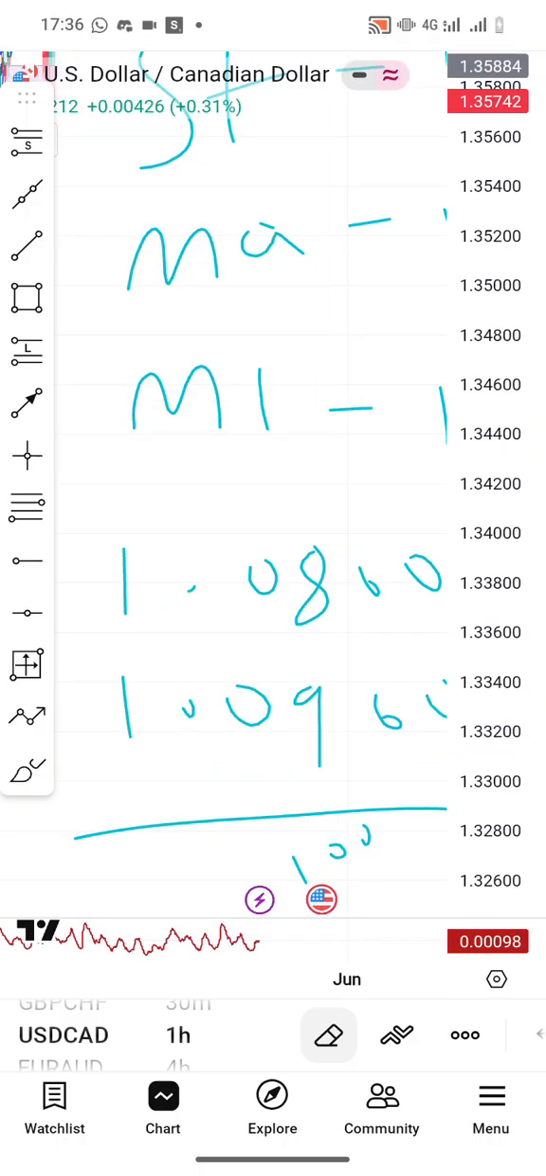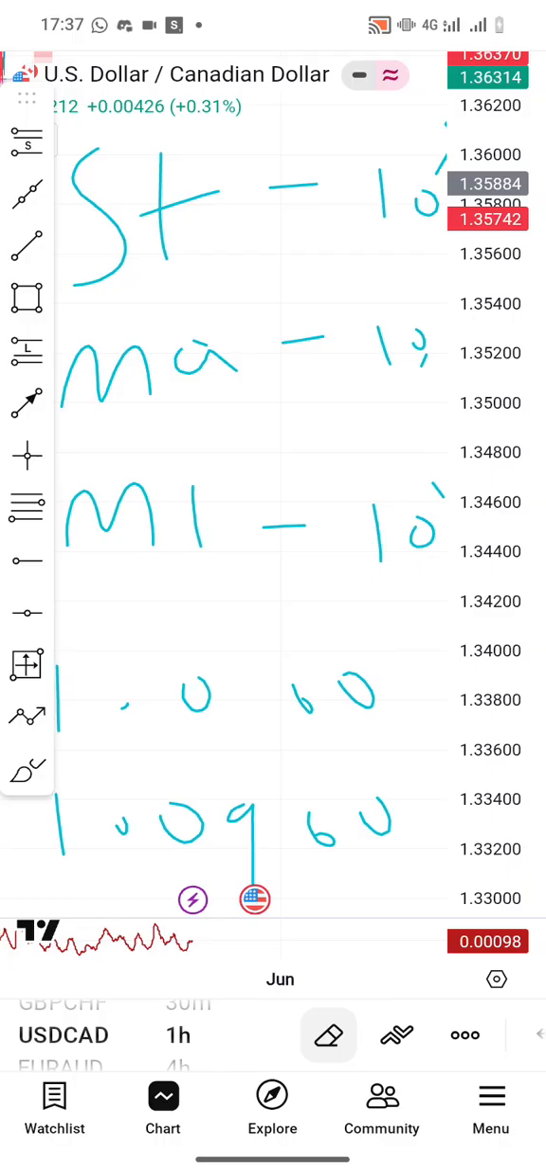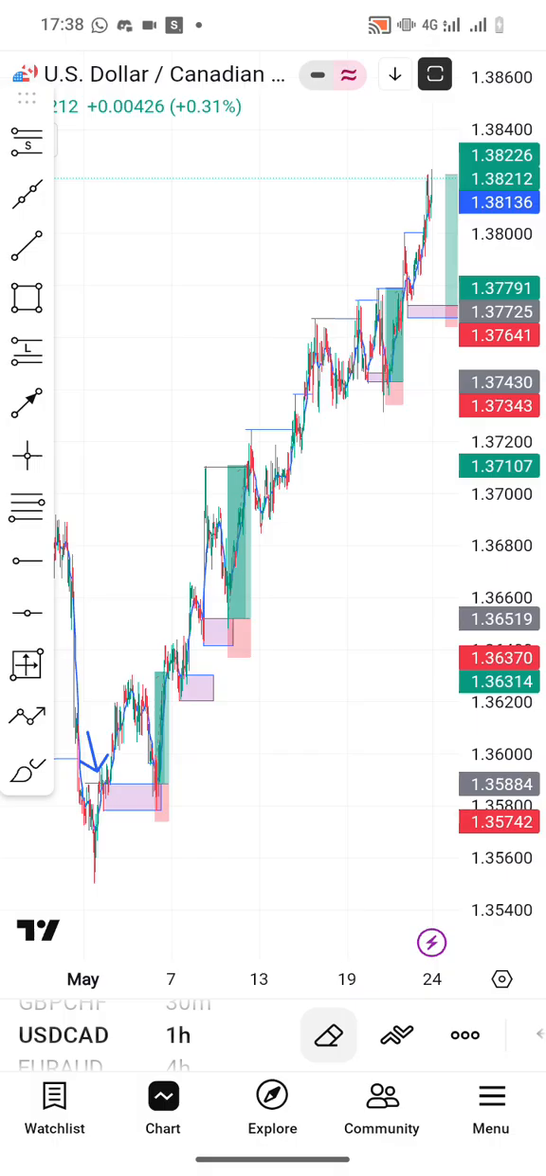So the same example goes for mini lot and micro lot. If we are trading a $10,000 account, it's the same as the first example I gave you, and if you are trading a $1,000 account, it's the same. You want to make sure each pip is nothing more than $10, $1, or 10 cents. So let's dive into the next one, which is how to identify trend.